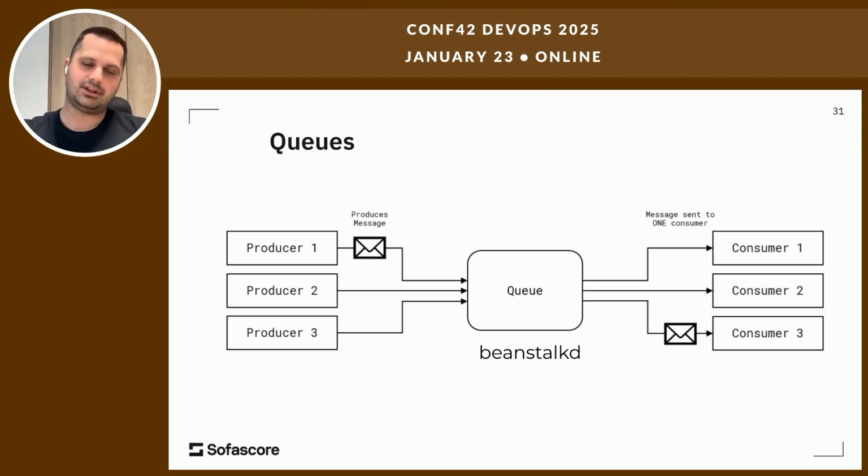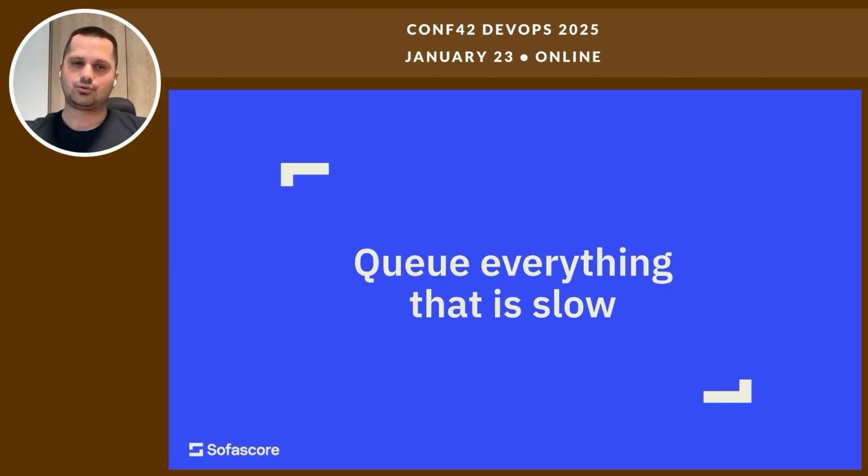What we use is beanstalkd, which is a job queue, but like any queue, any message queue works. It's really important to queue everything that is slow, because then you can scale your system more easily.